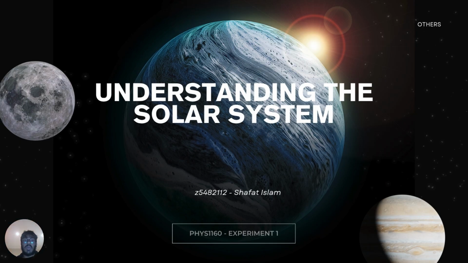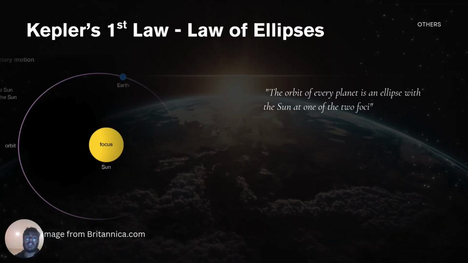In this experiment, I explore how celestial bodies interact under gravity by observing their orbital behavior using a simulation. Let's start by reviewing Kepler's laws.